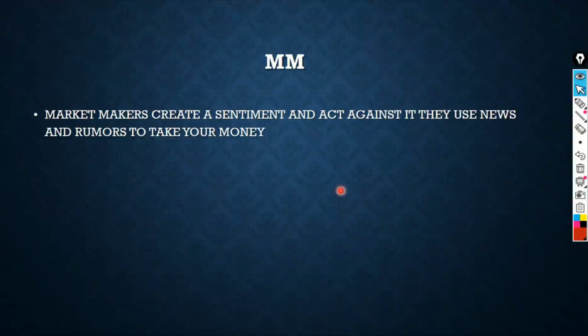So the market makers create a sentiment and act against it. What they do is create a buy sentiment and act against it. After creating a buy sentiment, having more buyers, they will start to sell, making sure all the buyers are crushed in the market. They also use the news and rumors to perpetuate the market, taking out your money. So you will see that today's news was positive, the trend is up, potentially you're at a peak. They will use everything to make sure the crowd goes the wrong way, and they take the other side.